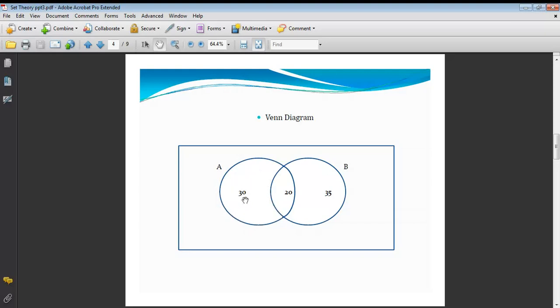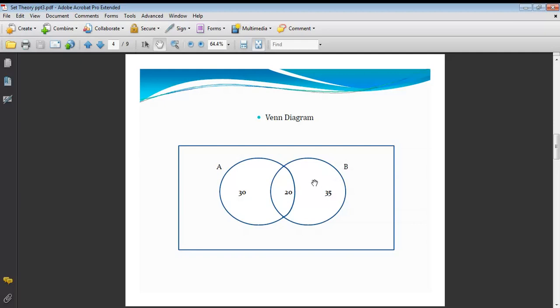That means from these 30 students you have to remove these 20. 30 minus 20, that means 10. That means only 10 are there which are included only in list A. Similarly for list B, 35 minus 20, there will be 15 in list B.